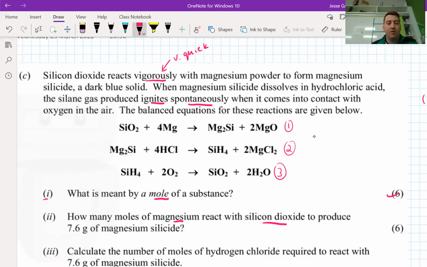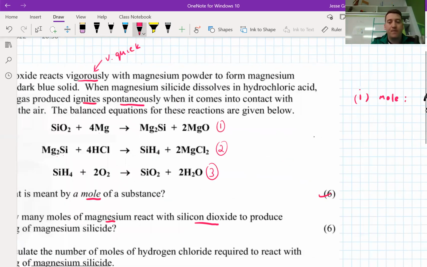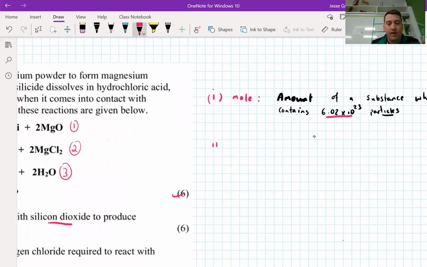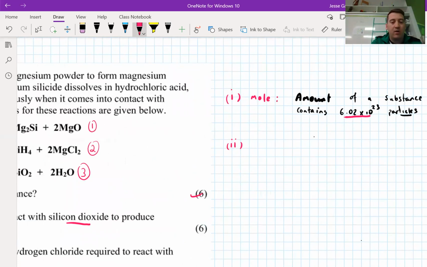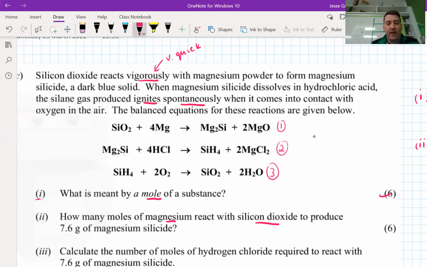All right, the first thing I want you to do is pause the video. In a second, I'm going to write down part 2. I want you to pause the video and tell me which of these 3 equations, 1, 2, or 3, this part 2 is referring to. Pause the video and write that down now.